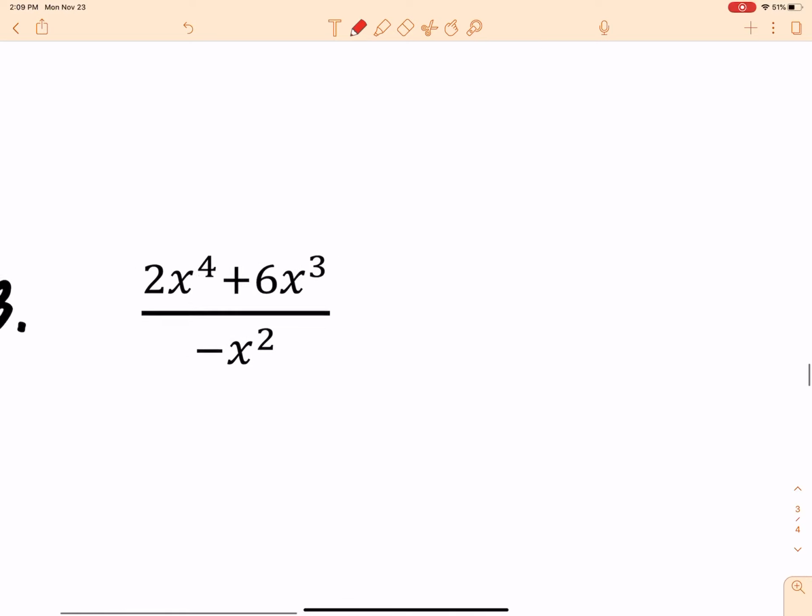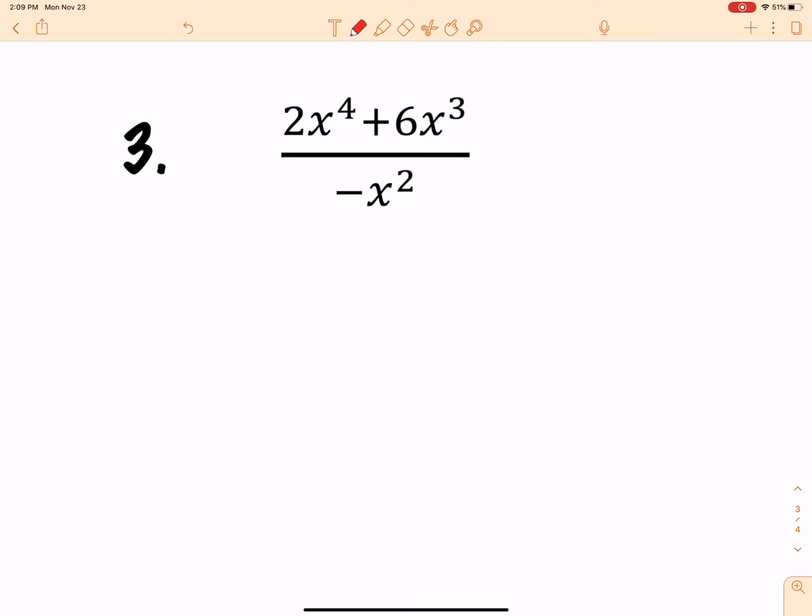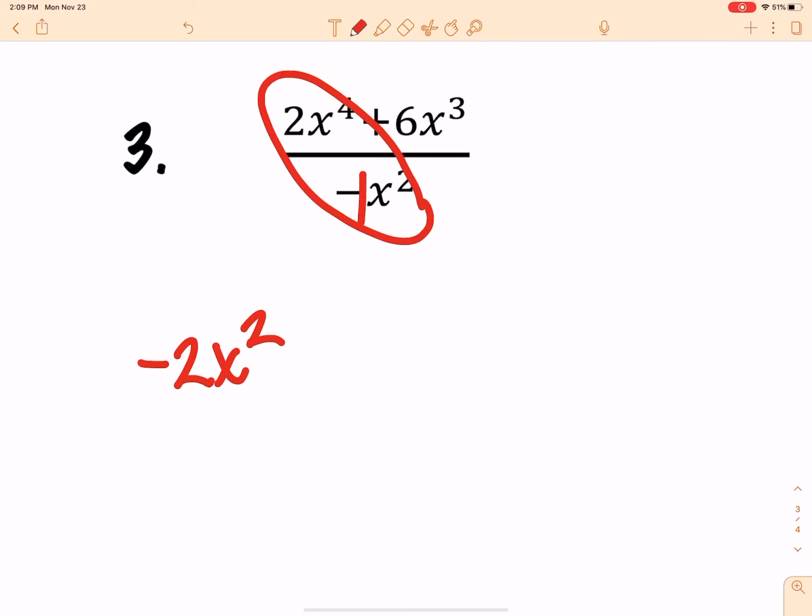Now number 3. We are going to do this one first. So 2 divided by -1. All I'm going to do is just bring that negative to the top. And then x to the 4th divided by x squared is just x squared. And I'll do the same thing over here. I'm just going to make this a -6 instead. And then it's going to be x.